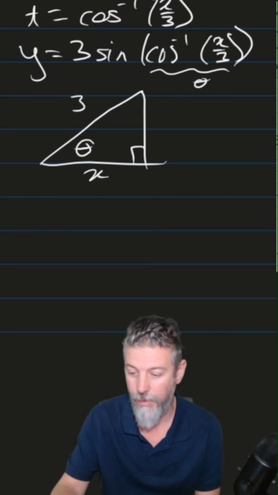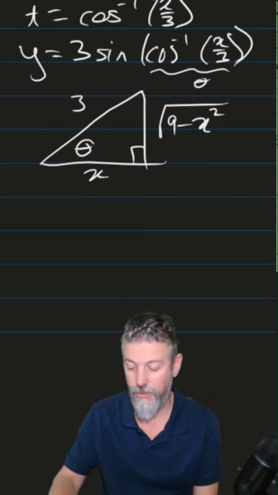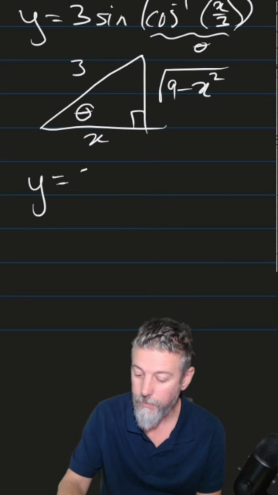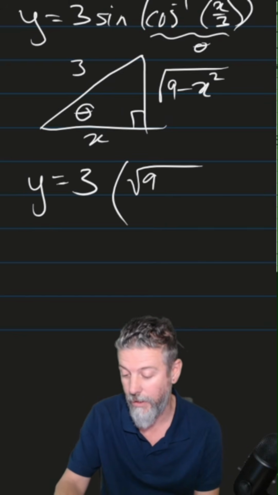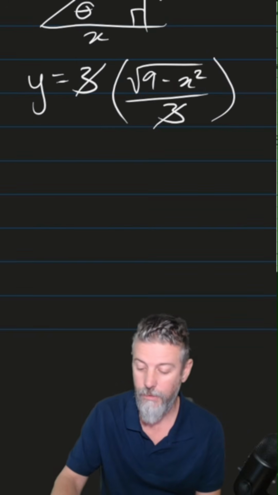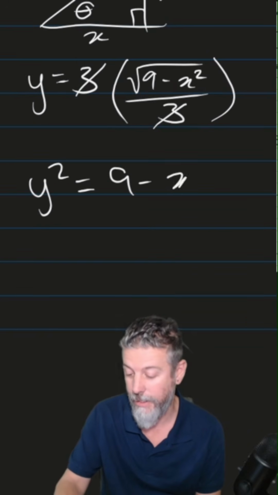So we better use a bit of Pythagoras. 3 squared is 9 minus x squared, square root. And we can do the sine of that. So now we can say y equals 3 times the sine of this, which is opposite, root 9 minus x squared, over hypotenuse 3. The 3's cancel. We square both sides and we get y squared equals 9 minus x squared.